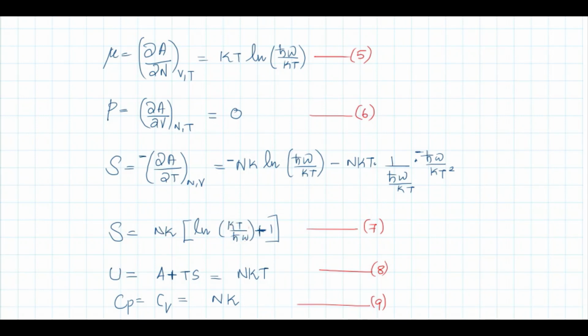This is internal energy. By taking the partial derivative with respect to T, you will get Cv, specific heat at a constant volume, and that will be Nk. Cp is the partial derivative of enthalpy with respect to temperature, but enthalpy H is equal to U plus PV. P is 0, that means enthalpy is the same as internal energy, so Cp is the same as Cv, and it is given by Nk.